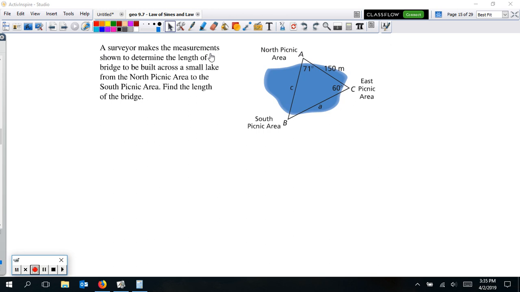The surveyor makes the measurements shown to determine the length of a bridge that's to be built across a small lake from the north picnic area to the south picnic area. Find the length of the bridge. So north picnic area, so basically A to B. We want to find the length of A to B, which really is C on this one. And so we want to use the law of sines to do that.